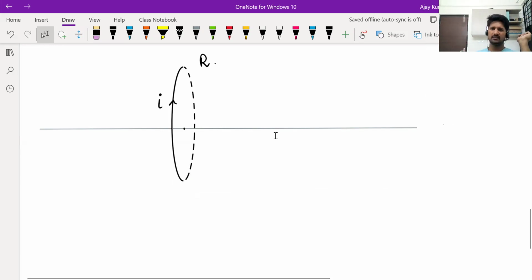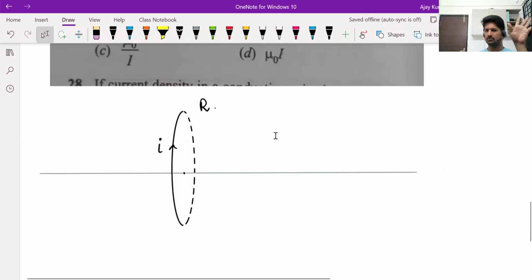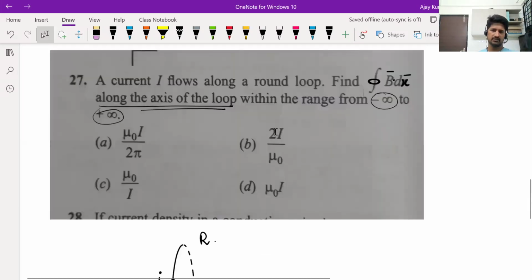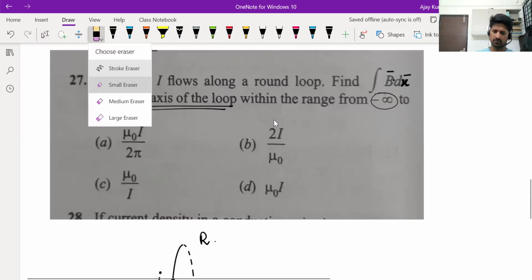It's a straight line. A straight line is not a closed path. So they want you to integrate B dot dx or B dot dl over an open path. So it's clear that we can't directly apply Ampere's law and say it is mu naught into I, because the path is not a closed path.